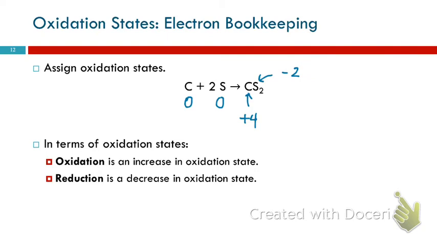So now we can look at the change in the oxidation state. So the carbon went from 0 to +4. If those were charges, that would be oxidation, right? An increase in oxidation state is oxidation. The sulfur went from 0 to -2. If we were looking at charges, that would be reduction, right? Reduction is gain of electrons. Reduction is a decrease or a reduction in the oxidation state. So oxidation is an increase in the oxidation state. Reduction is a decrease in the oxidation state. Any questions?